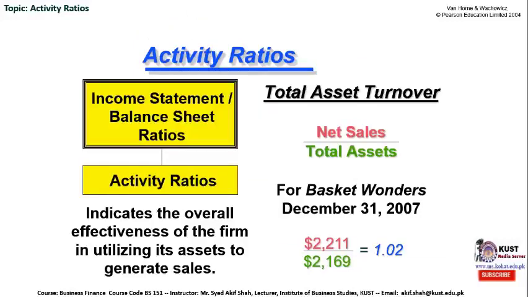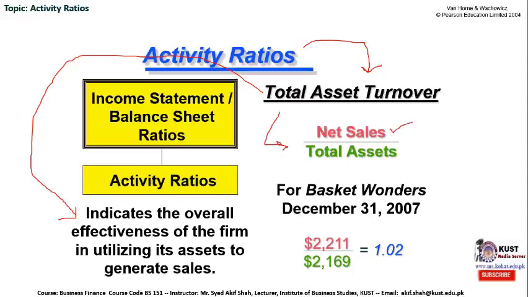Let's discuss another activity ratio, the total asset turnover, and this ratio indicates the overall effectiveness of the firm in utilizing its assets to generate sales. The formula for calculating the asset turnover ratio is to divide net sales by total assets. After picking the net sales data from the income statement and the total assets data from the balance sheet, we have plugged the relevant data into the formula, and after division we come up with 1.02 times. Now what does it mean?